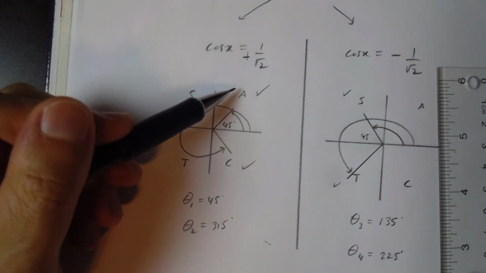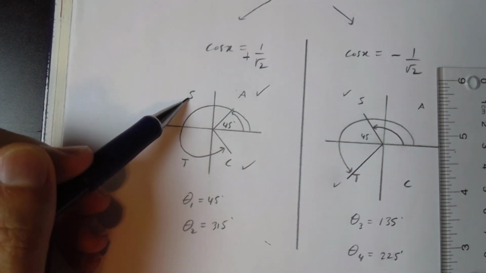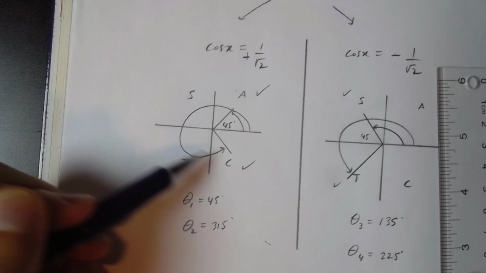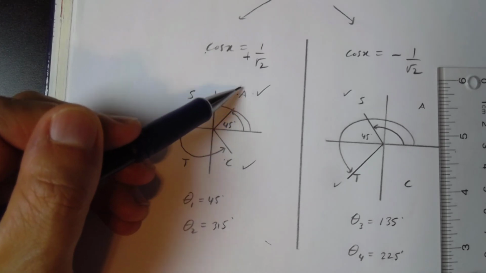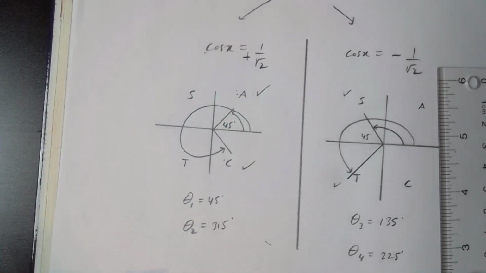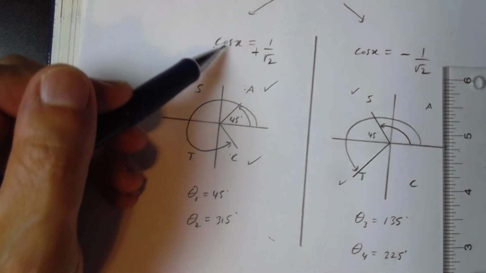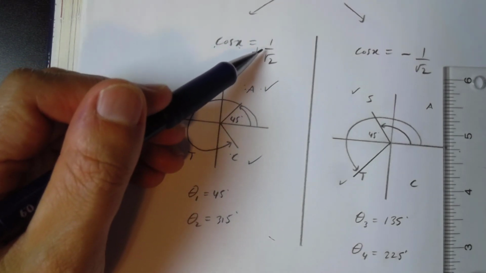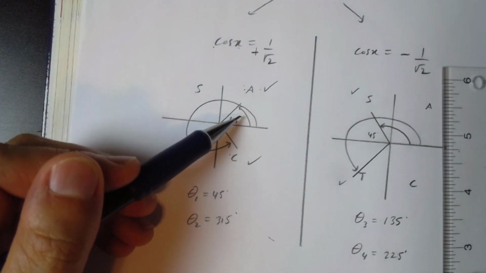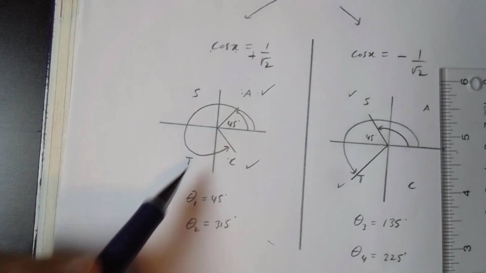Cosine is positive in quadrants 1 and 4, A and C. Because the letters are the same, we know it's going to be positive here. All things are positive in quadrant 1. And cosine of what is equal to 1 over root 2? The answer is 45. So if you're rusty on this topic, look up special angles. Cosine of 45 is 1 over root 2.